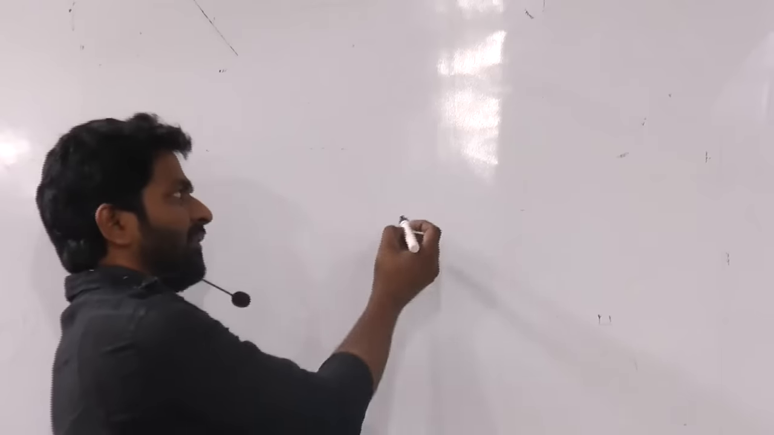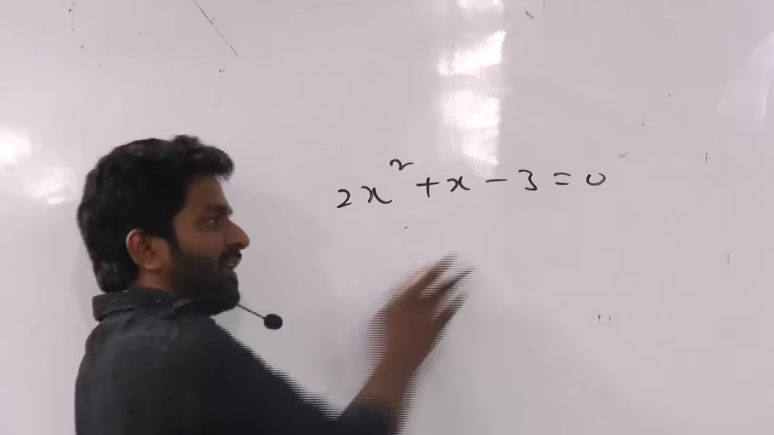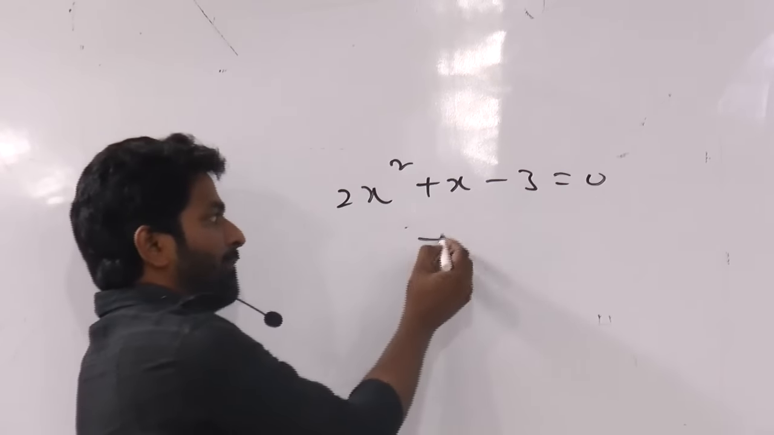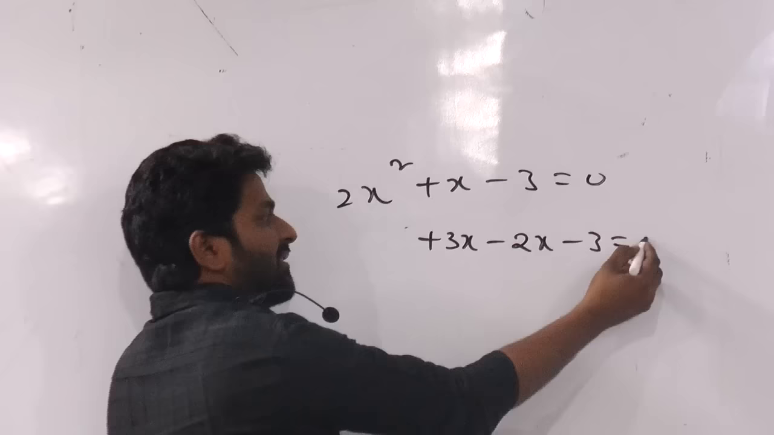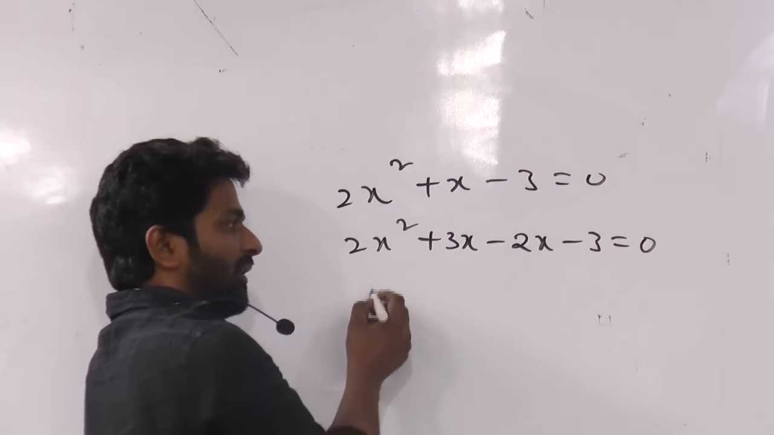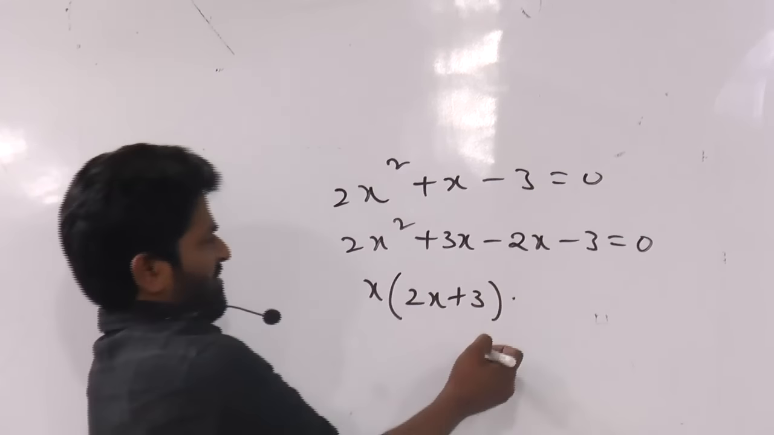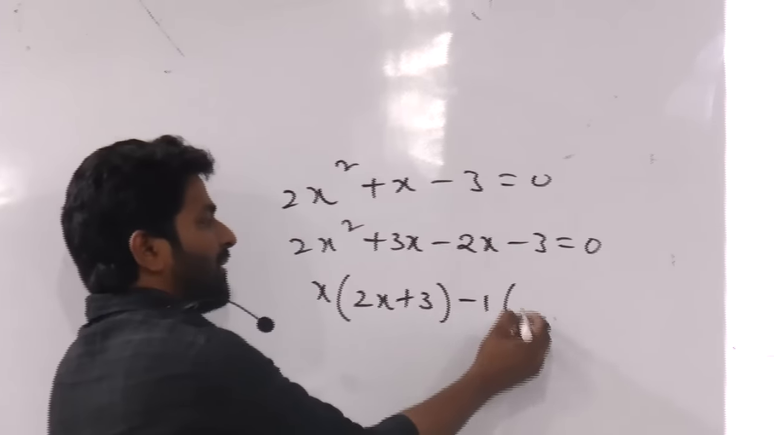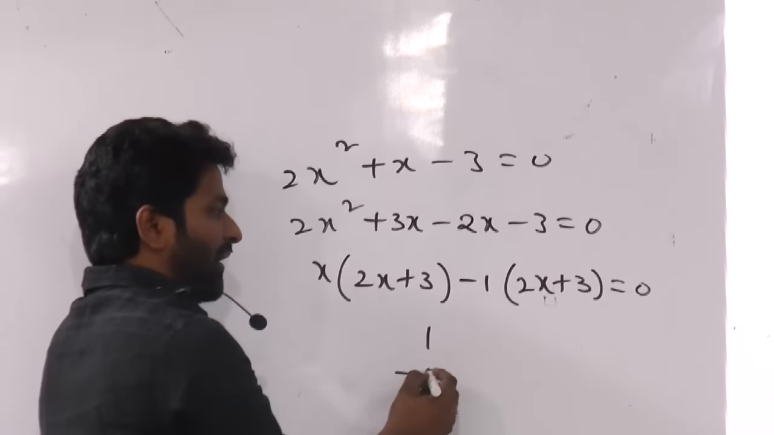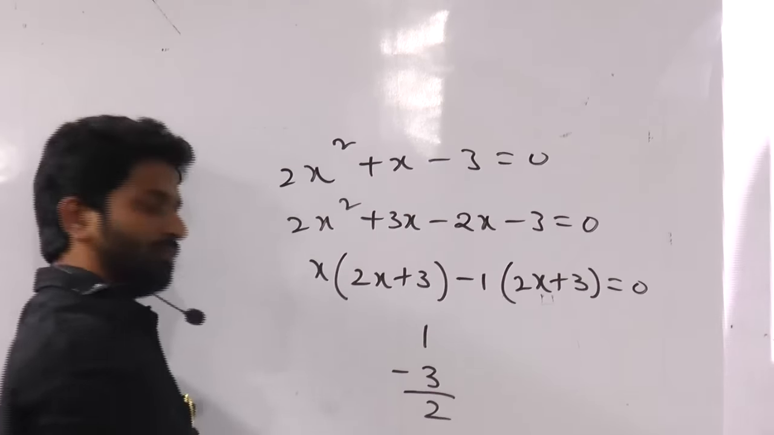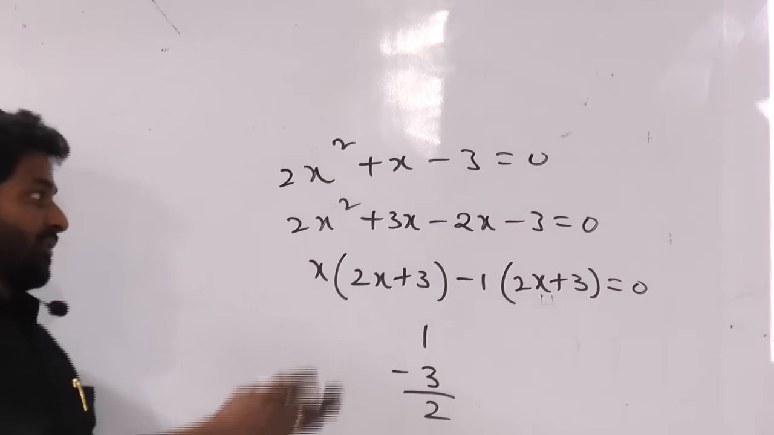That's clear, right? 2x square plus x minus 3 is equal to 0. You have the numbers here itself. Plus 3x minus 2x minus 3 is equal to 0, and this is 2x square. Take x common, that will be 2x plus 3. Take minus 1 common, that becomes 2x plus 3 is equal to 0. x is equal to 1 and then minus 3 by 2. You have the numbers there itself.